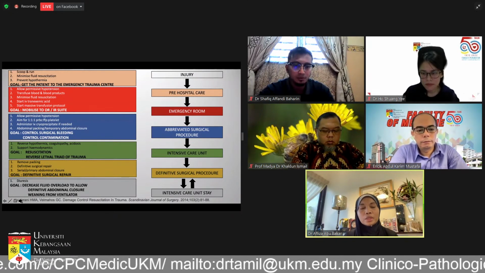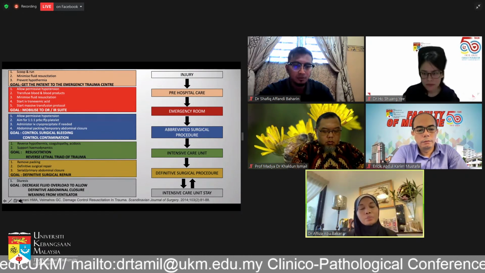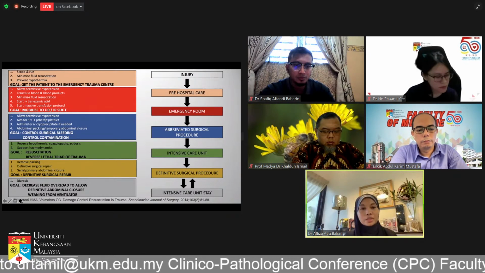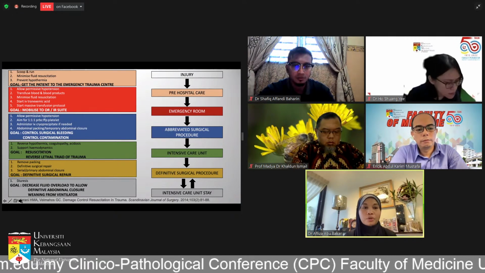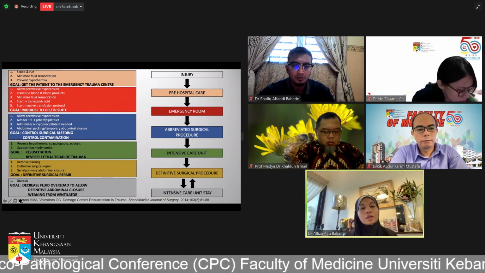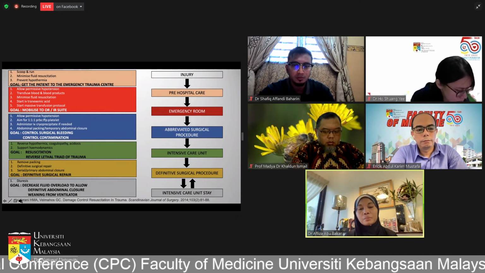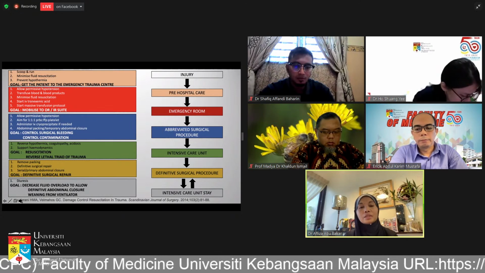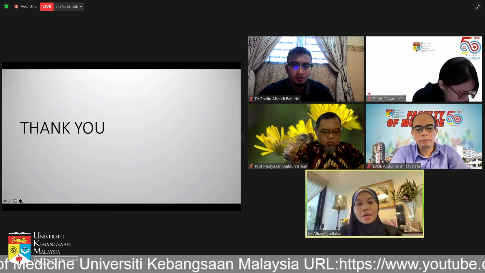Once from the OT, the patient goes into the intensive care unit, where they reverse the hypothermia, coagulopathy, and acidosis, support the hemodynamics, and continue the resuscitation until the patient is stable enough to move back to the OT for definitive surgical repair. At the end of it, the aim is to wean the patient off the ventilator, do a definitive closure of the abdomen or any other injuries, and bring the patient back to the normal physiological state. Okay, with that, I thank you.